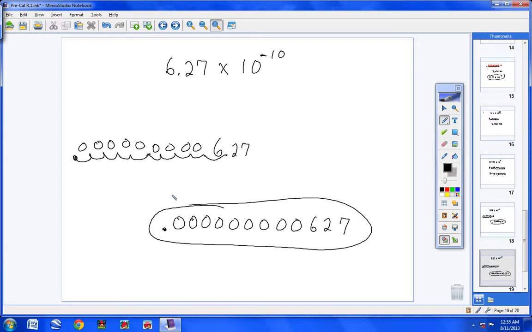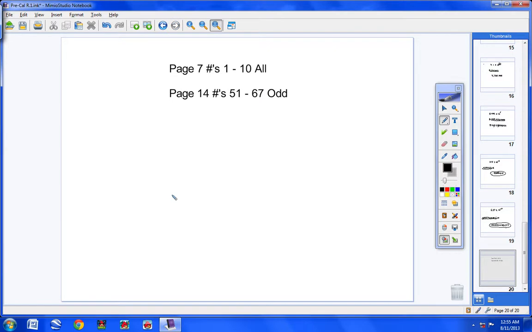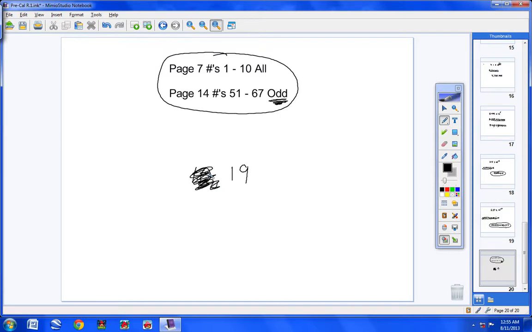Work on the homework, and work on the homework very well, please. I want you to do page 7, numbers 1 through 10 all. That would be 10 problems. And then 51 through 67, look at this, students, just the odd, okay? That would be 9 problems. So you have a total of 19 problems altogether, okay? That's not that many. I think you'll be done with that probably about 30 minutes or less. It's not a very hard assignment.